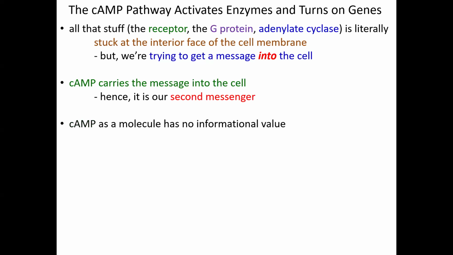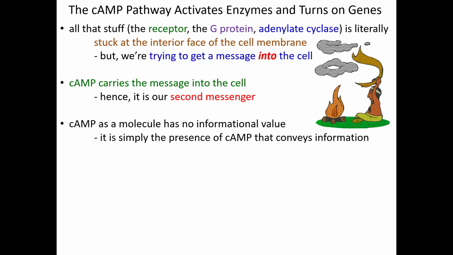Cyclic AMP is not like DNA or RNA or even protein. There's no information in the molecule. It is merely the presence of the molecule that carries information. So a good metaphor for this that I can think of is old Native American smoke signals. It's not as though when Native Americans were sending smoke signals from one group to another, the smoke itself had any information in it. It's not like it was a pattern of smoke or somehow they figured out how to encode information in the smoke.